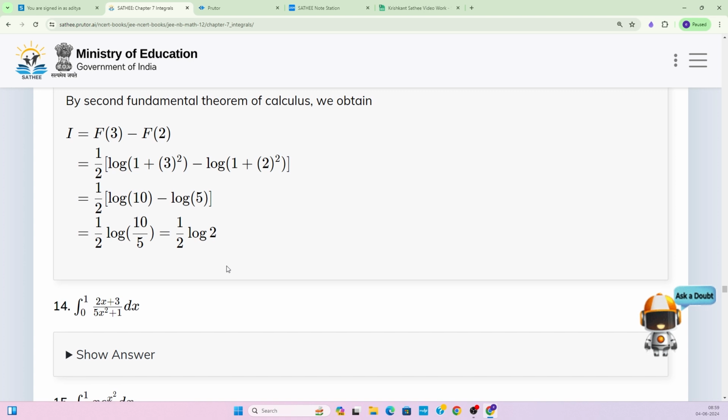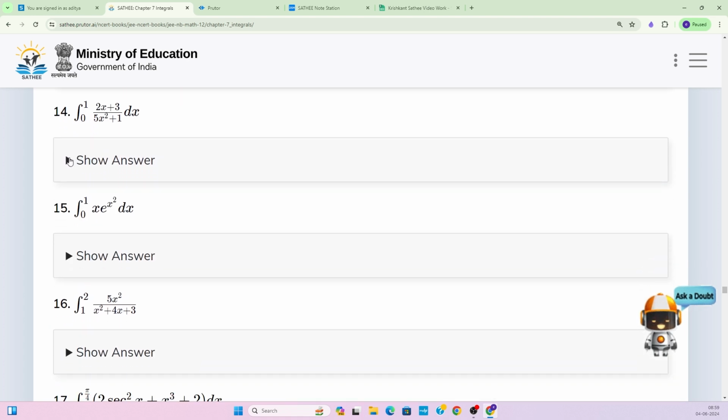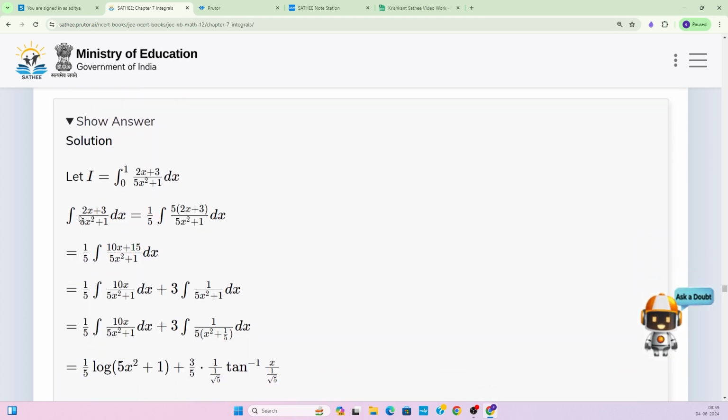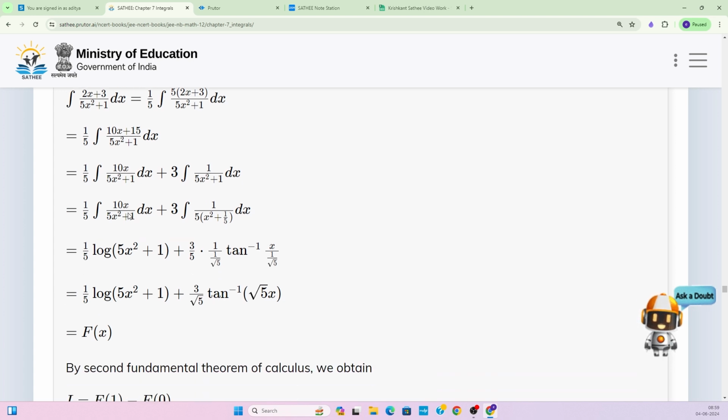Okay, now 14th says definite integral from 0 to 1 of (2x plus 3) divided by (5x square plus 1). So quite simple. So the indefinite integral of (2x plus 3) by (5x square plus 1) dx will be half of 1 by 5th of the integration of 5(2x plus 3) by (5x square plus 1) dx. This means 1 by 5 of (10x plus 15) by (5x square plus 1) dx. First of all, separate them, you will get this. Now after separating, you apply the substitution method in this.